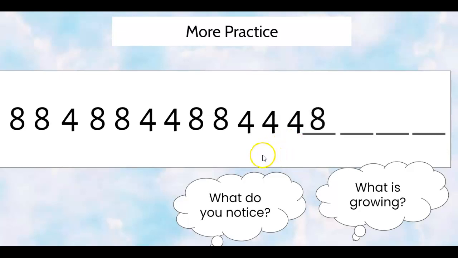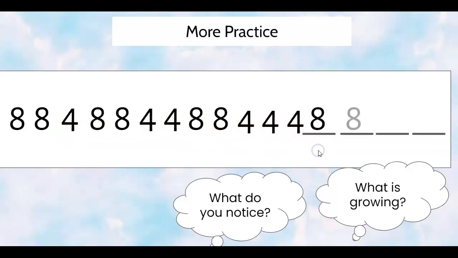So let's keep this pattern going. We already had 1 8 8 4, 8 8, and 2 4s. So we added 1 more 4, 2 8s. We know that's part of the core. And then 1 4, 2, 3 4s. So now our pattern starts again.